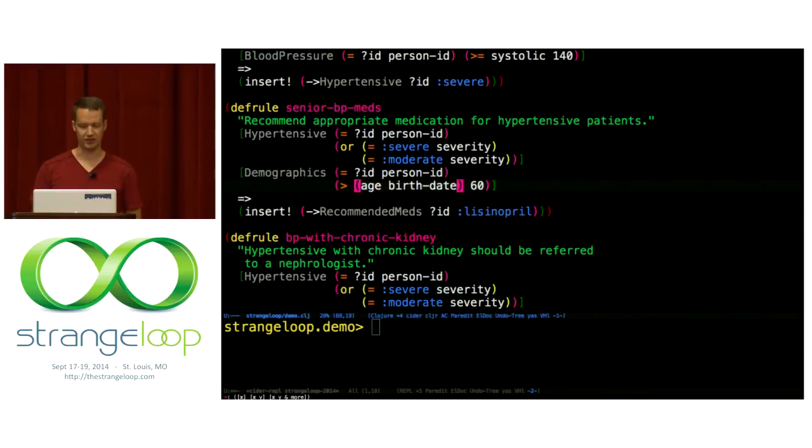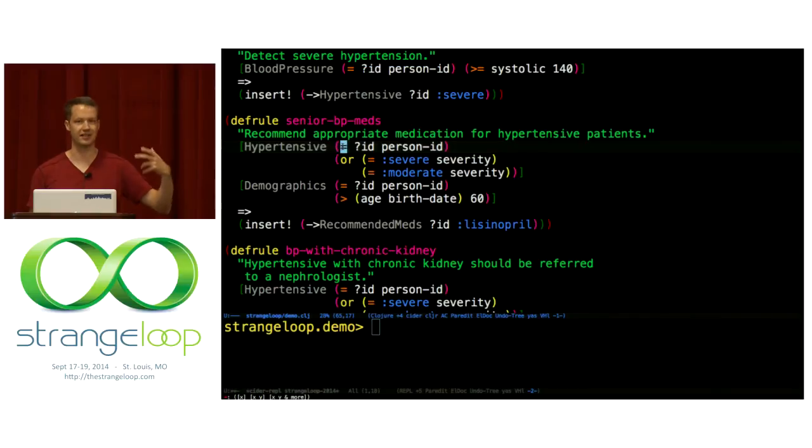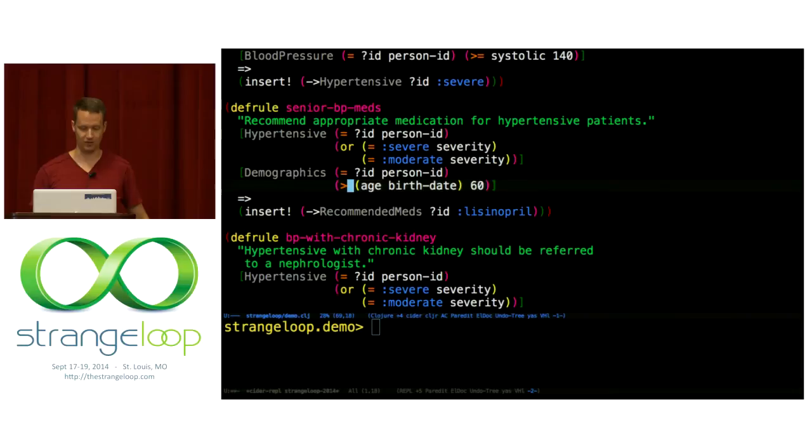The other thing that's interesting to point out is that these unifications are done by parsing the code and detecting the need for unification, but everything in here is just a valid Clojure expression. So this is just a Clojure or expression. Here we're looking for people over 60. So this is a Clojure function that I defined up above.